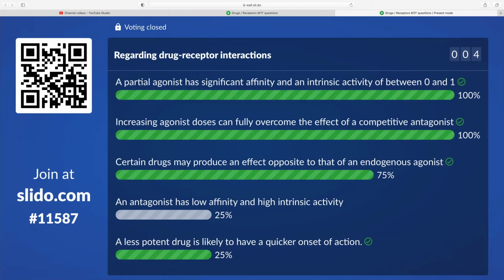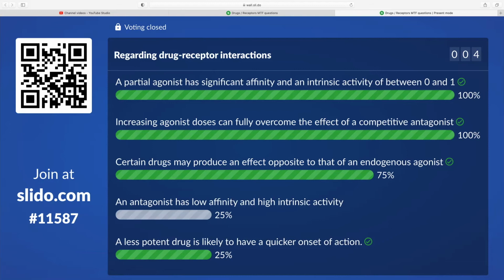Certain drugs may produce an effect opposite to that of an endogenous agonist. Anyone got an example? Well, I suppose you could argue that any anti-hypertensive has the opposite effect to the endogenous agonist adrenaline. Is that what it's saying? No, so certain drugs may produce an opposite effect to that of an endogenous ligand would probably be a better way for me to phrase that.